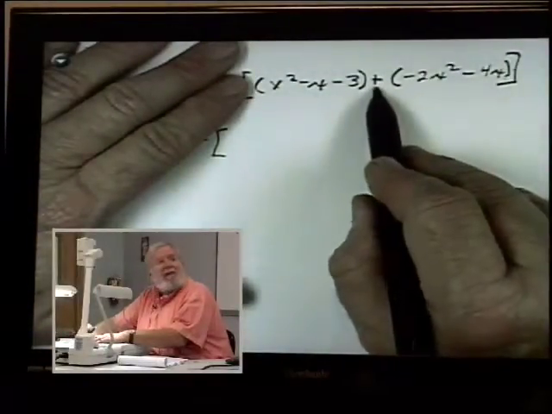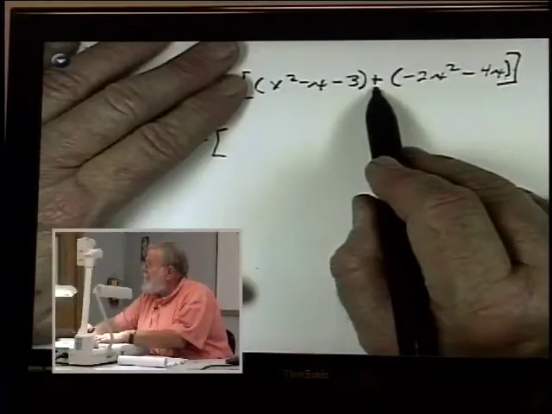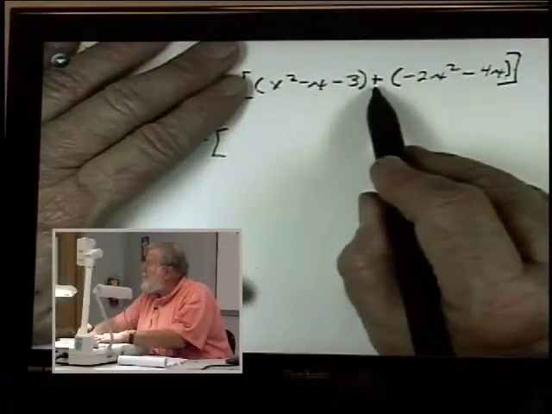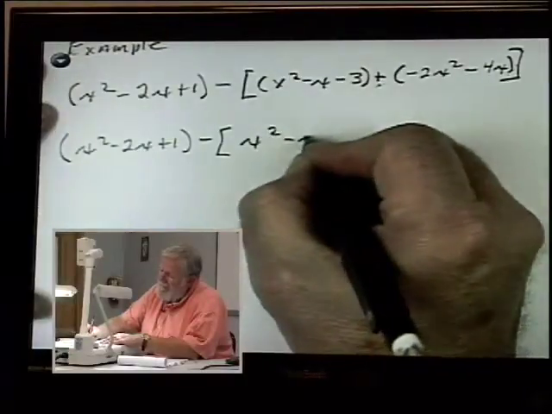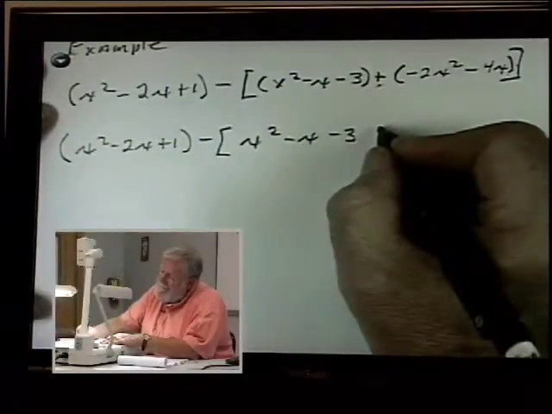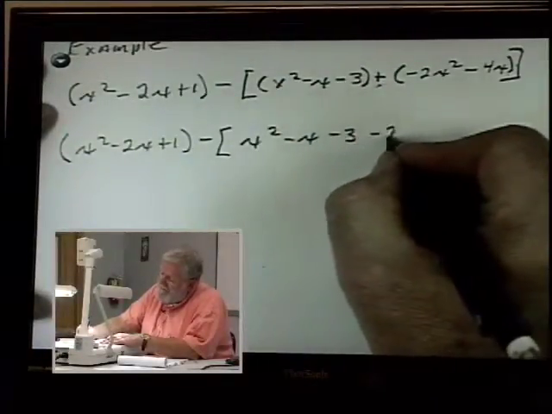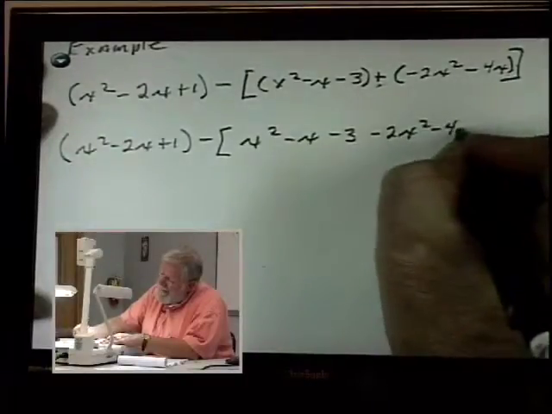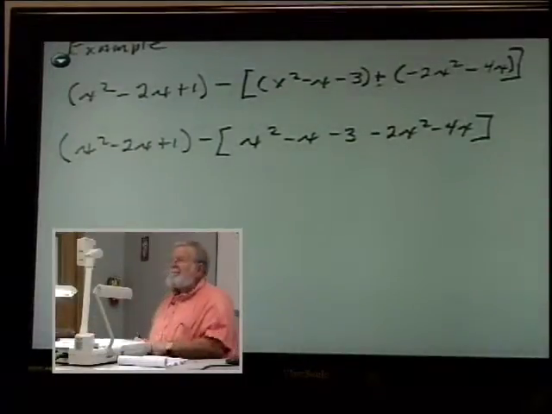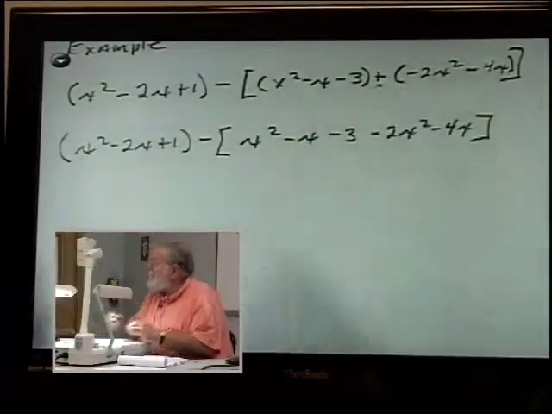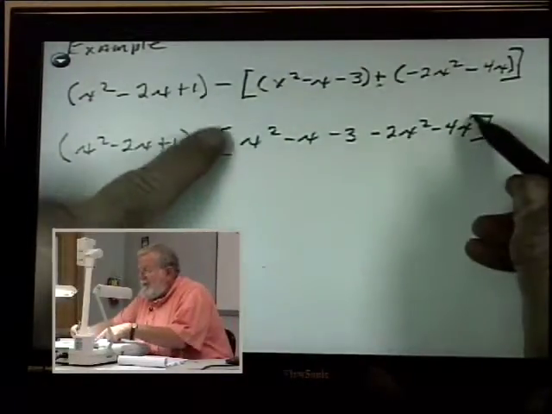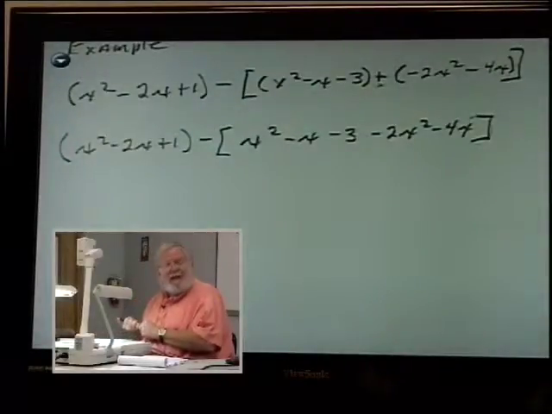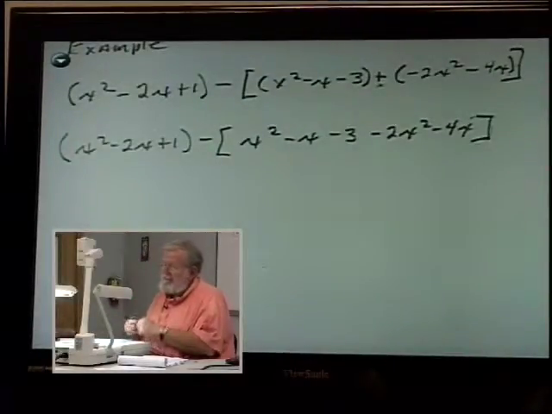Well, these two polynomials have a plus between them, so we can just drop the parentheses and write these terms. This is going to be x squared minus x minus 3 minus 2x squared minus 4x. Okay? We could do that because this was plus. Now we can treat this just like a parentheses, this bracket. Notice there's a negative sign.